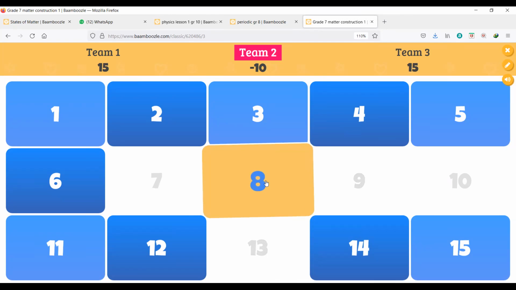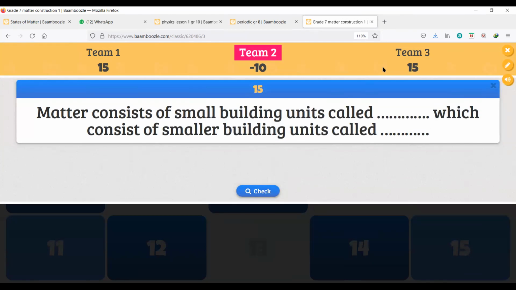Number 8. Matter consists of small building units called what? What is the smallest building unit of matter? Cell. The smallest building unit of our body is the cell. Very good. How about the smallest building unit of matter that we took today? It starts with M. Ma.